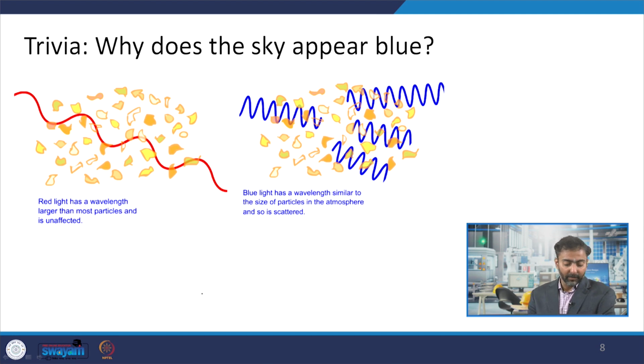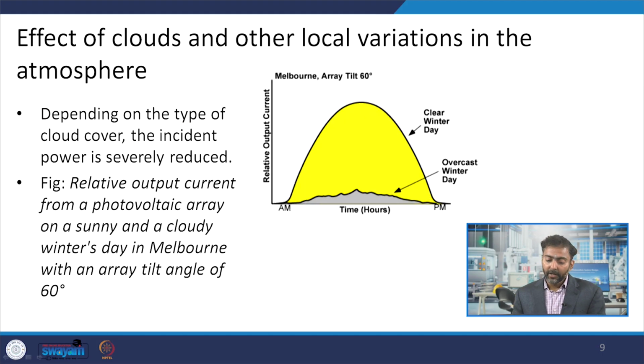So red light has a wavelength larger than most particles and remains unaffected, whereas blue light has a wavelength similar to the size of the particles in the atmosphere, and due to the phenomenon of Rayleigh scattering, it is scattered to a much higher degree, and that is why the sky appears blue in general. So this scattering of radiation produces the diffused radiation, and the effect of clouds can be very, very intense.